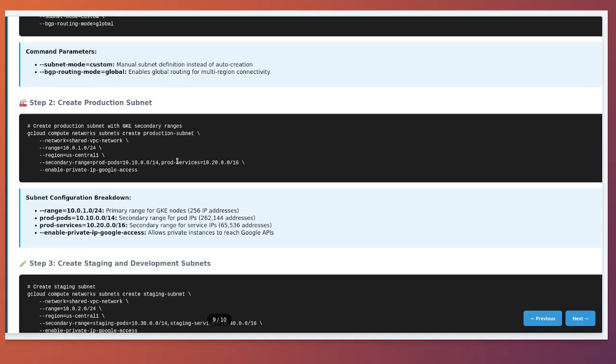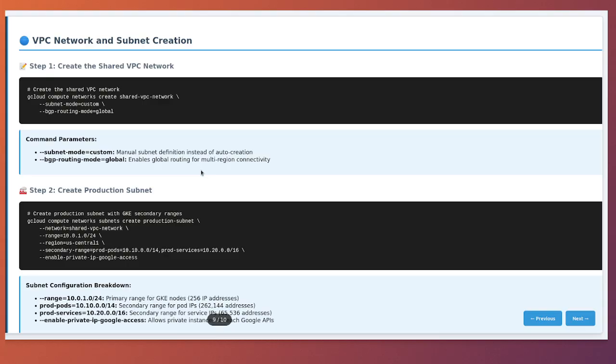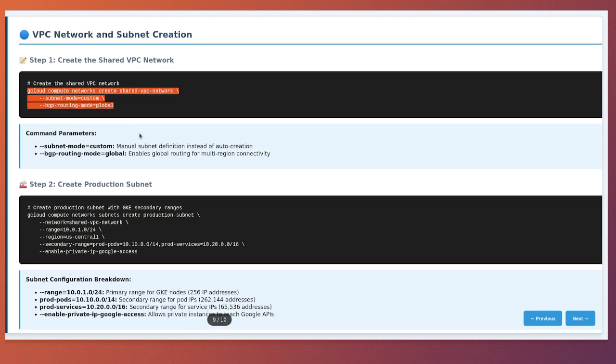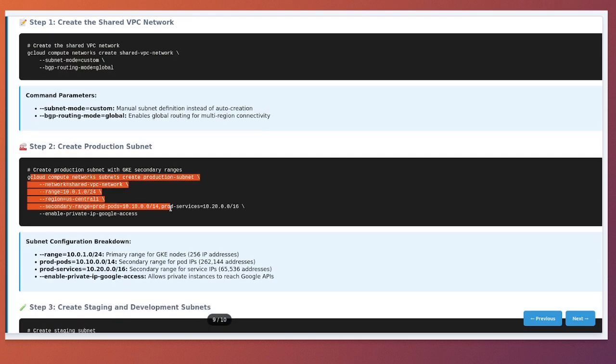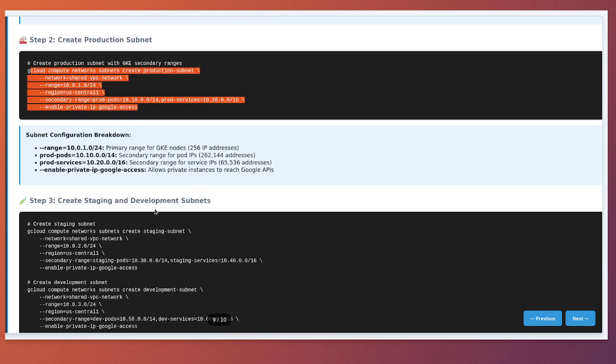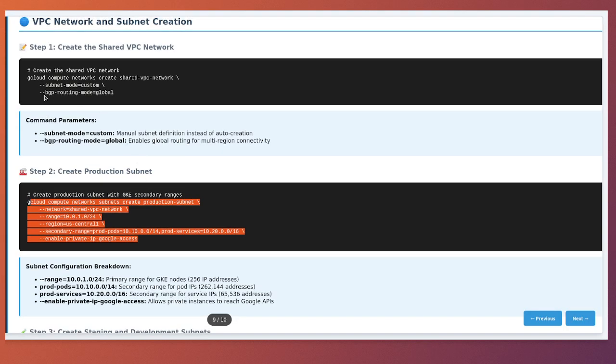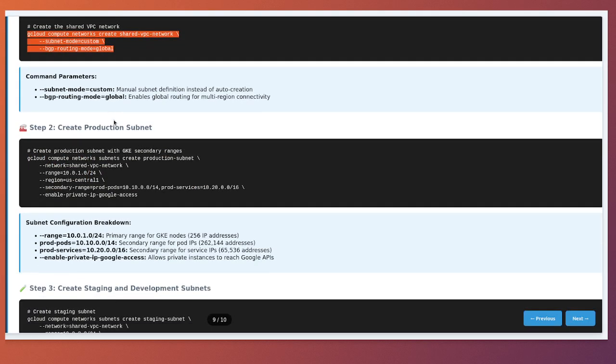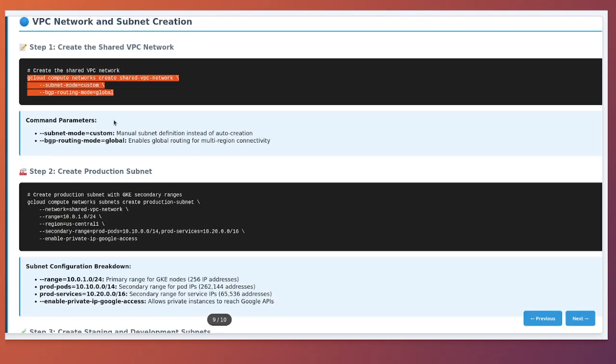Now we will create the actual network infrastructure. We start with the VPC network itself, then create the subnets that will host our GKE clusters. The VPC network is created with custom subnet mode, which means we manually define all subnets. This gives us complete control over IP address allocation. The global BGP routing mode enables dynamic routing across regions.